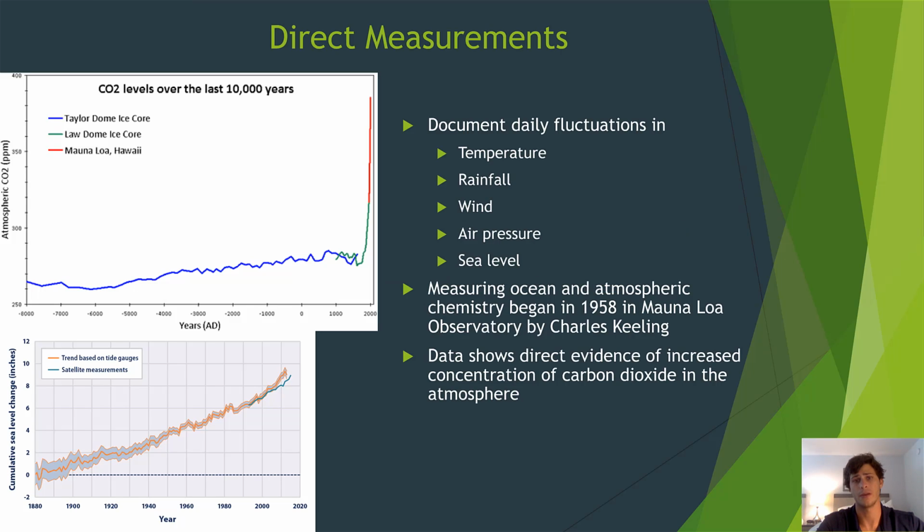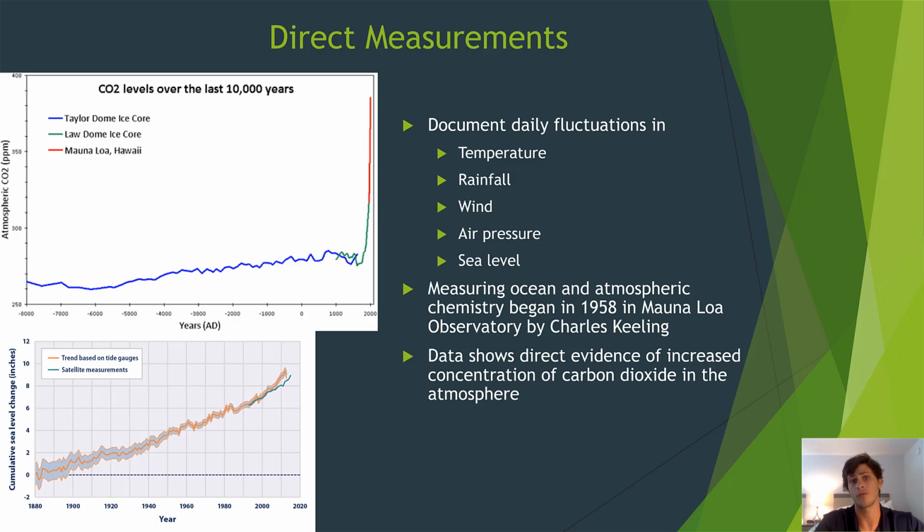Now, in addition to proxy indicators, we also have direct measurements in which we can document daily fluctuations in variables like temperature, rainfall, wind intensity, air pressure, and sea level. And by comparing direct measurements to these proxy indicators giving us data from the distant past, we can readily compare how the climate has been changing through time.